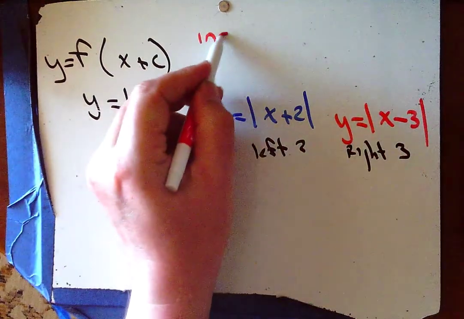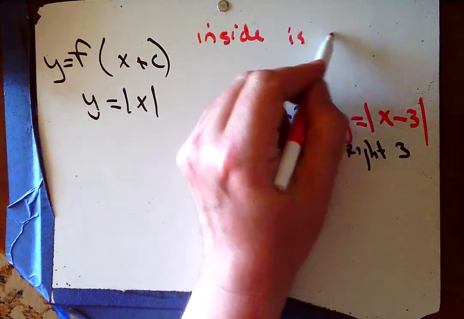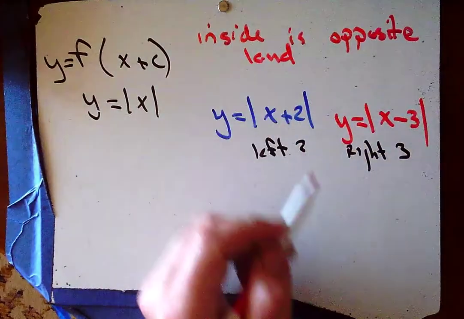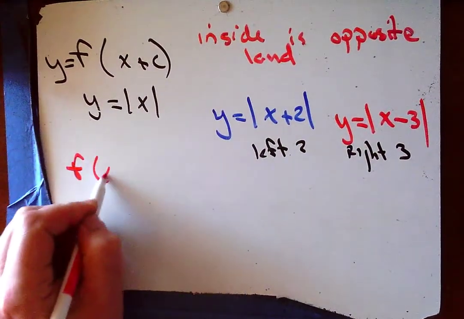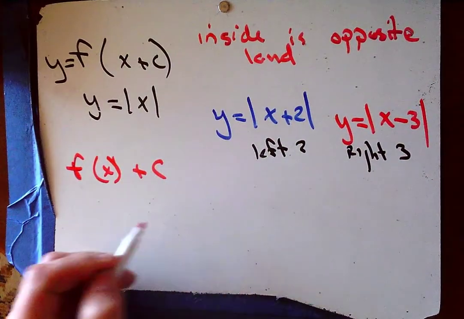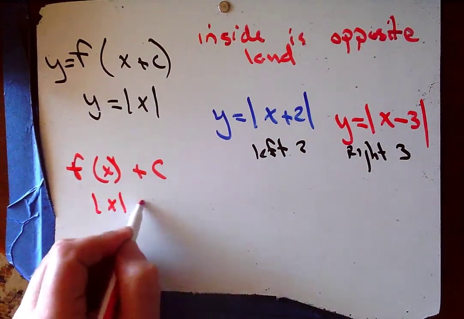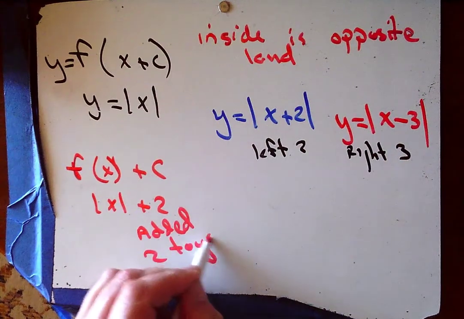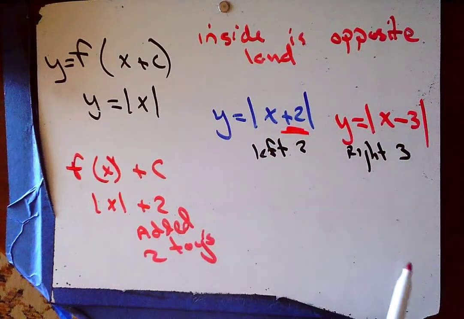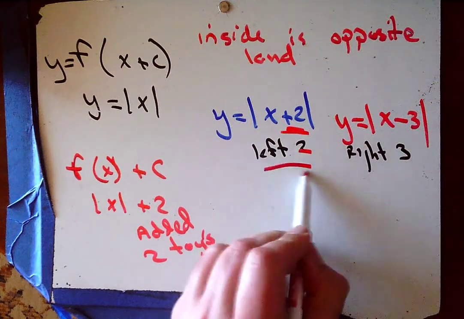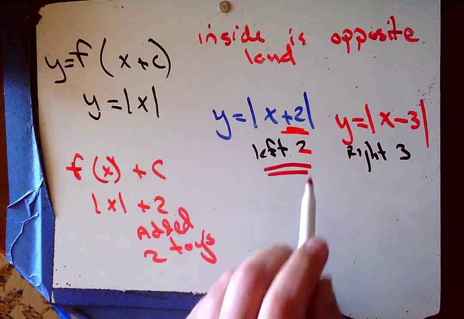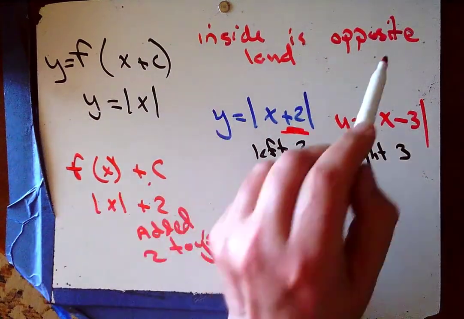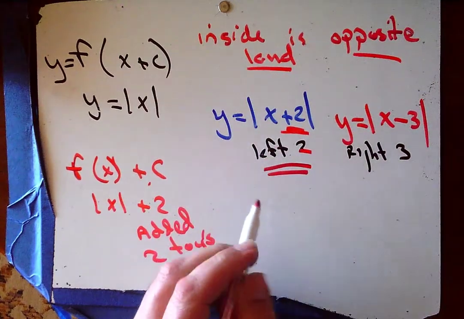Inside is opposite. You know, when I saw f of x plus c, I did what I saw. I saw absolute value of x plus 2. I added 2 to the y's. But now when I see this, and I see that the graph shifted left 2, that's not going to affect y's like this transformation outside the function. It's opposite land, so it affects x's.